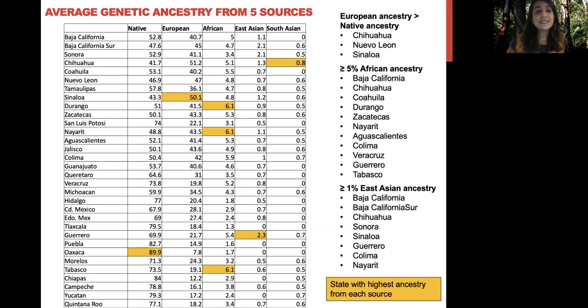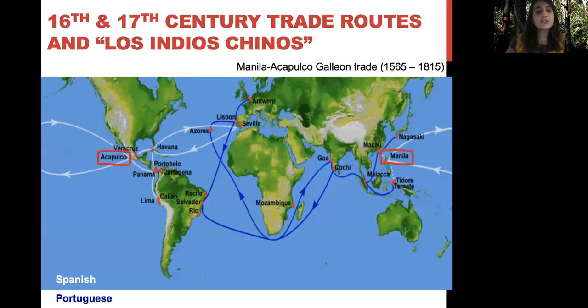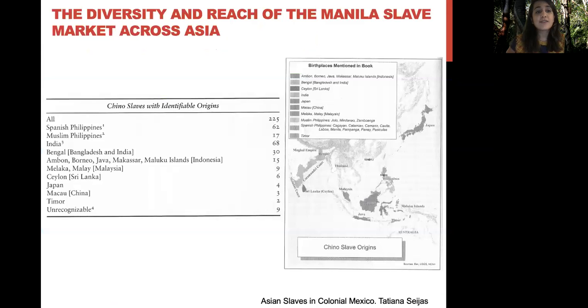We note that this East Asian ancestry has been previously observed genetically by Juan Esteban as a master's student in the Moreno lab, and has been documented by several recent historians as they uncover the forgotten history of Mexico's Asian population. The story goes that these Asians arrived from the Manila port in the Spanish Philippines to the Acapulco port in Mexico through the 16th and 17th centuries, with origins as diverse as the Philippines, Indonesia, Malaysia, India, Bengal, and Sri Lanka, among others. However, they were collectively referred to as Chinos by the colonialists.